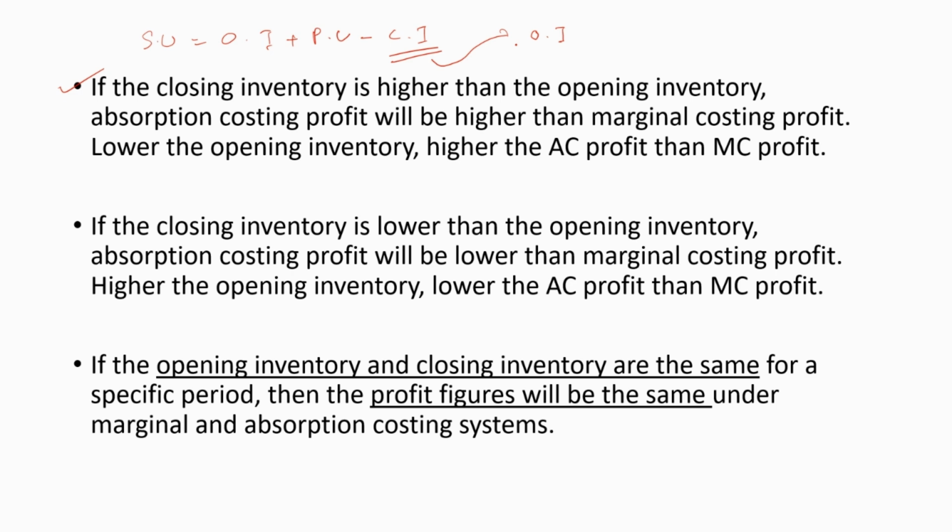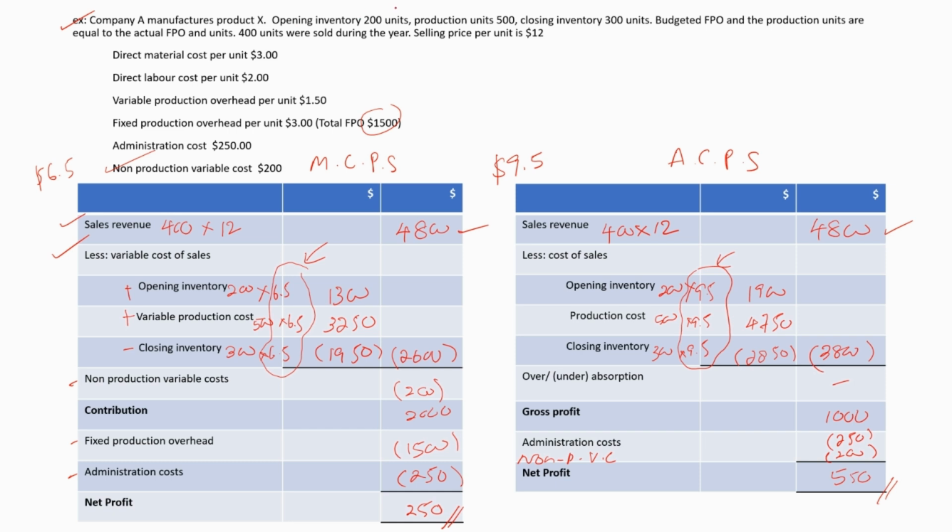So this figure will be the opening inventory in the next year. So if we are using the absorption costing technique to calculate the inventory and the closing inventory is higher than the opening inventory, the absorption costing profit will be higher than the marginal costing profit. You need to understand this point very clearly. Let's go back. As you can see in this example, the opening inventory is 200 units and the closing inventory is 300 units, which means closing inventory is higher than the opening inventory. So the net profit for the absorption costing technique is higher than the profit under marginal costing.